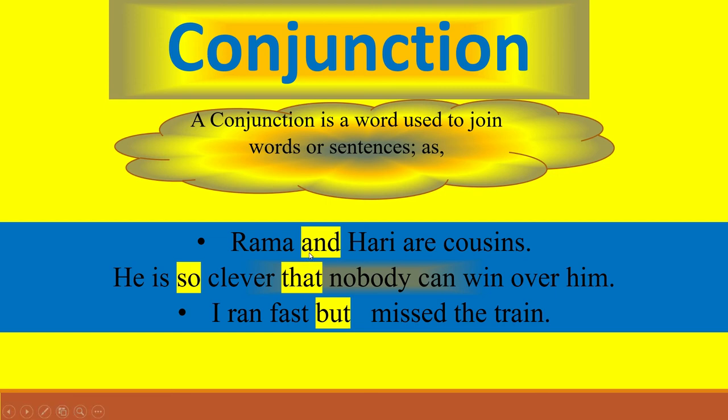So here, and combined two words, Rama and Hari. So clever, two sentences. Here, ran fast but missed the train, two sentences. And, so that, but, neither nor, either or, such that. So many words are conjunctions. So what is a conjunction? A connecting word. A conjunction is a joining word. We can come to a conclusion.